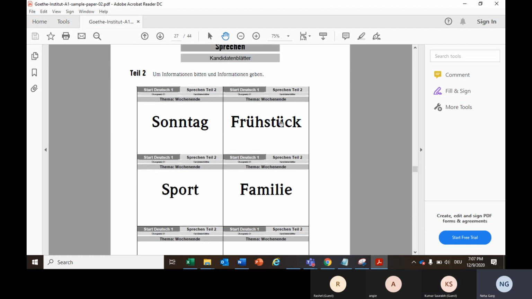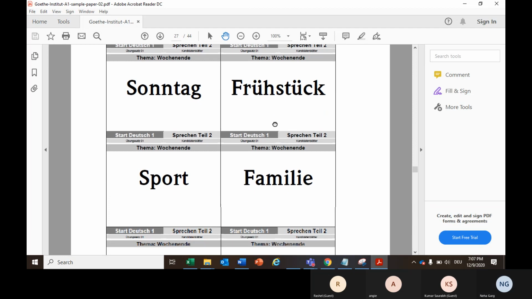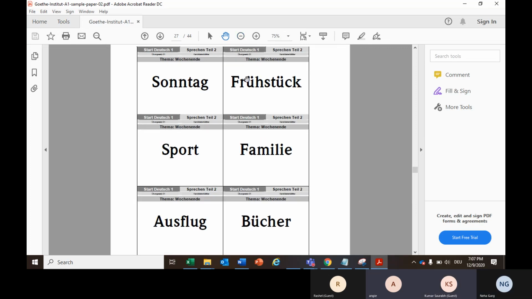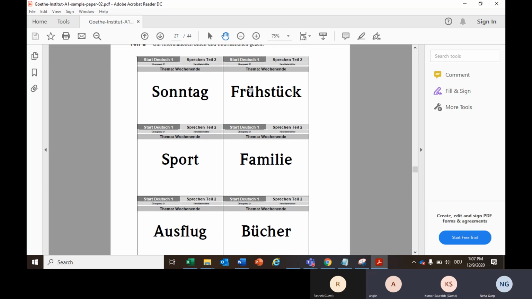Okay, yeah. Now Frühstück, this is your word, Angie. Frühstück is breakfast, right? Okay. Ich habe ein Frühstück am Wochenende mit meiner Familie. Mit meiner Familie, this is Dativ. Familie is feminine, so with Dativ, that will change to meiner. As I said yesterday, to avoid grammatical errors in the expression part, try to keep the sentences simple.